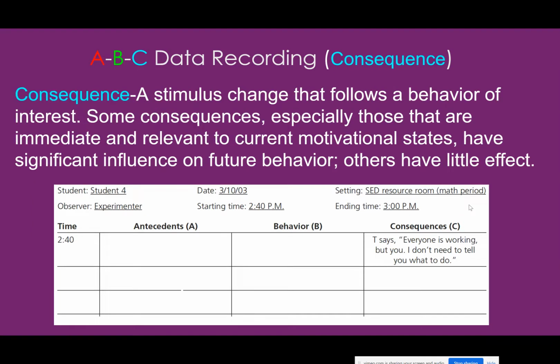The consequence: a stimulus change that follows a behavior of interest. Some consequences, especially those that are immediate and relevant to current motivational states, have significant influence on future behaviors. Others have little effect. So, a consequence. We know the student got asked to do work. That was the antecedent, right? The behavior was the student gets up, starts walking around.